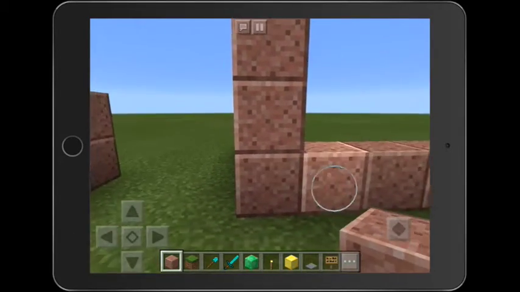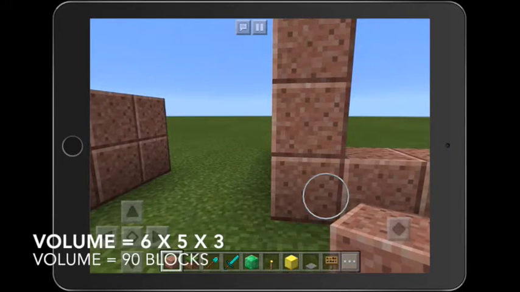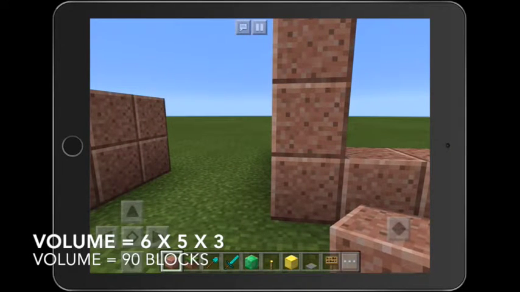6 times 5 is 30, so the area of the base would be 30, and since I'm going up 3 more times, I would know that it would be 6 times 5 times 3, or 90 blocks to fill up this whole space. It doesn't seem like that would be true just from looking at it, but since each layer takes 30 blocks, and there are 3 layers, the volume I need would be 90.